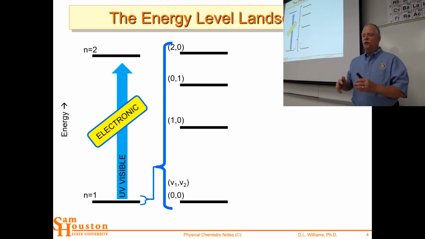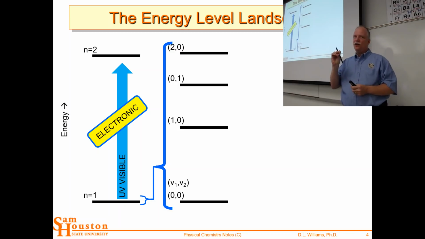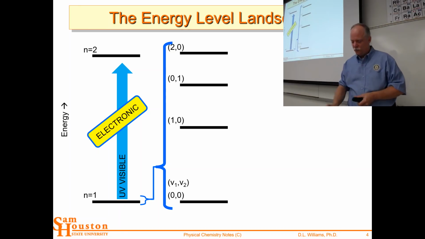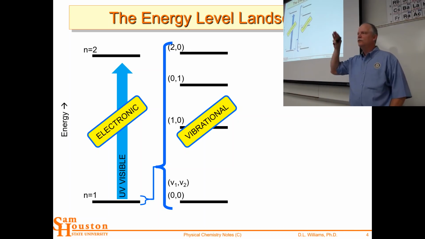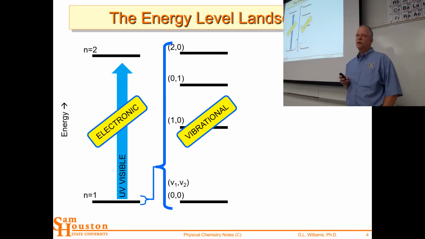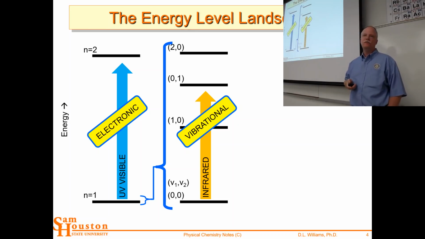So, you know, you have all of these vibrational energy levels. If we zoomed in on that ground electronic state, we would see those vibrational energy levels. And so this is the vibrational manifold of energy levels. And those transitions are going to be in the infrared part of the spectrum. So beyond red, we're now in the infrared, the lower energy photons.